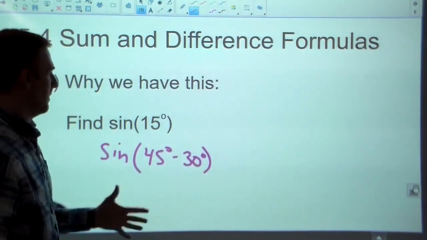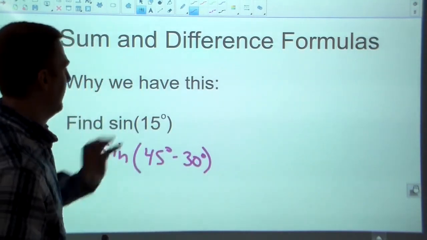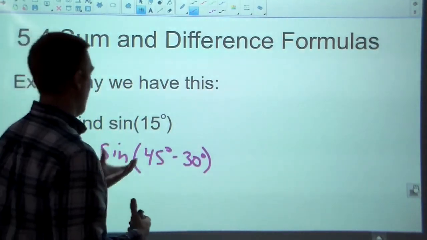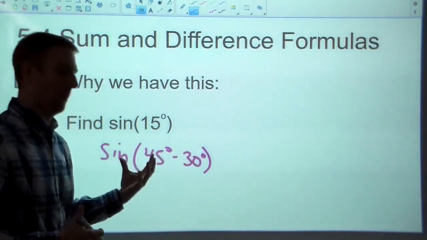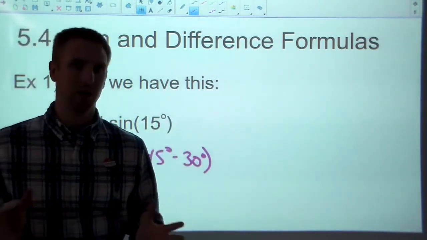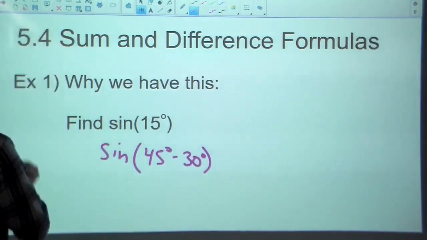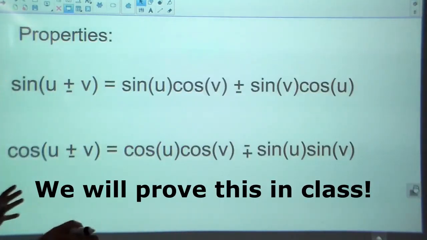45 minus 30 is 15, but if I use the formula for this identity, then I actually have ratios off the unit circle I can plug in and figure this out by hand without using a calculator. And also get an exact answer for it. So here are the properties. If for some reason you missed the proof and you haven't done that, you definitely want to check that out so you see why this comes to be.